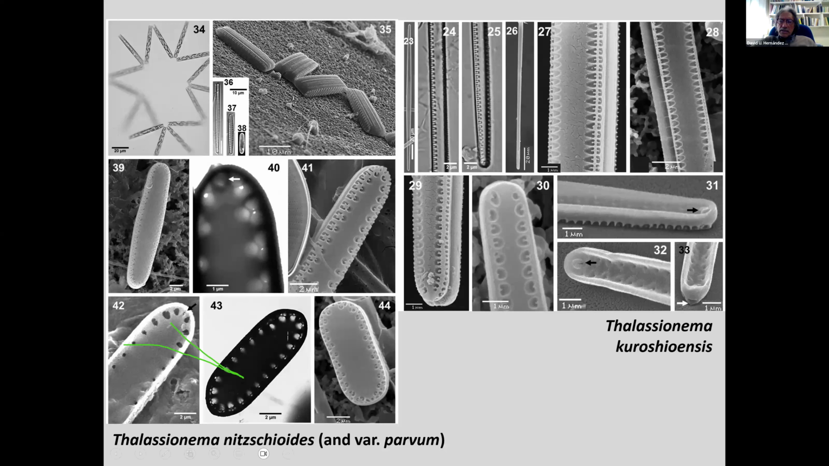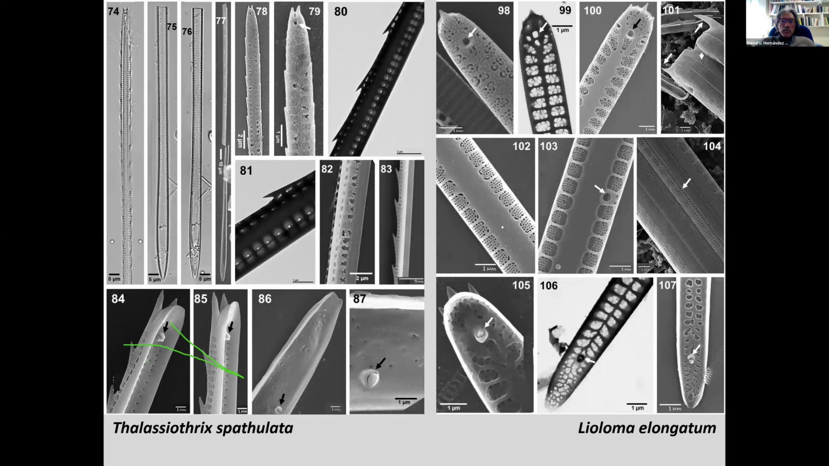Thalassionema kuroshioensis was described originally in Japan, and we found this also in the waters of the Mexican Pacific. It is a solitary species with 2 poles very similar, no difference, and double-lipped rhimoportula. So this is also present in the Mexican Pacific waters.